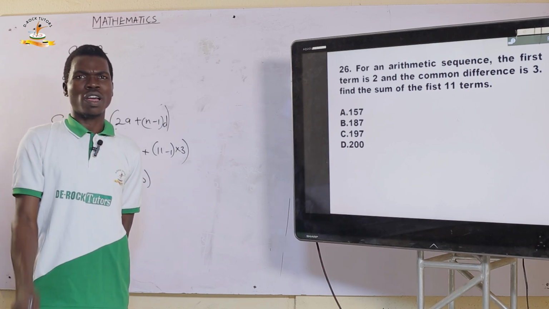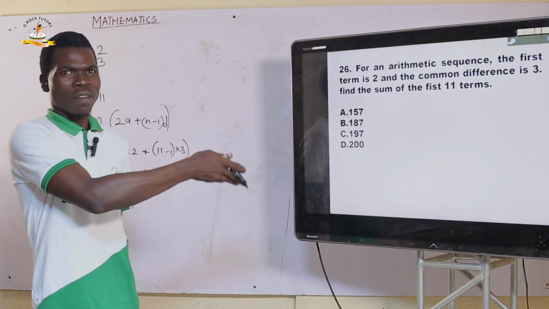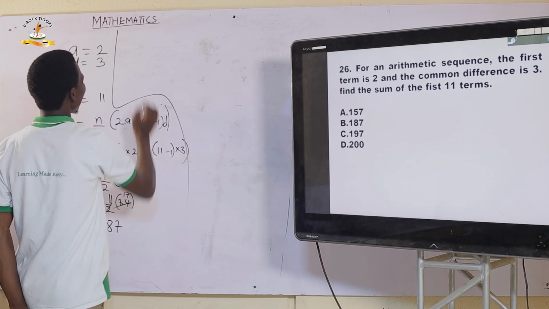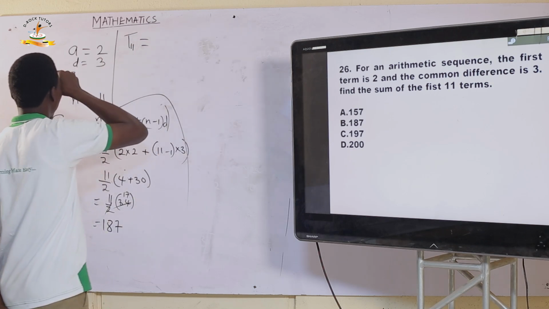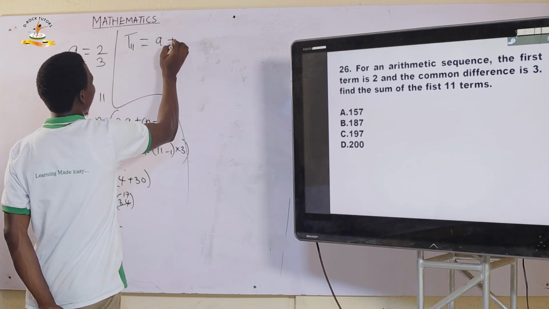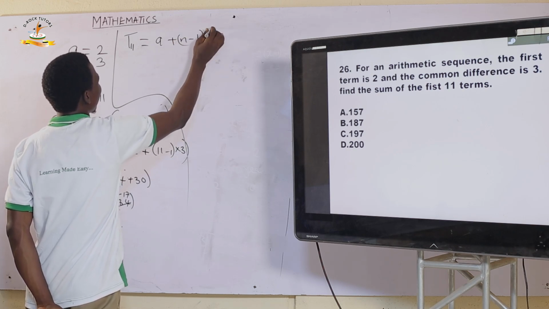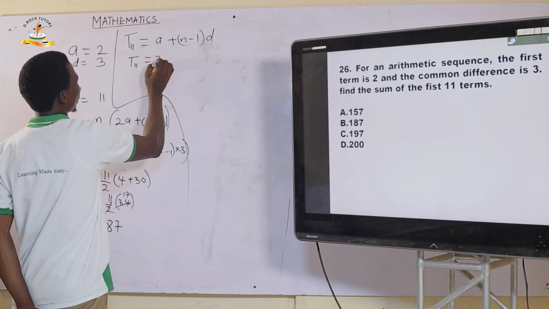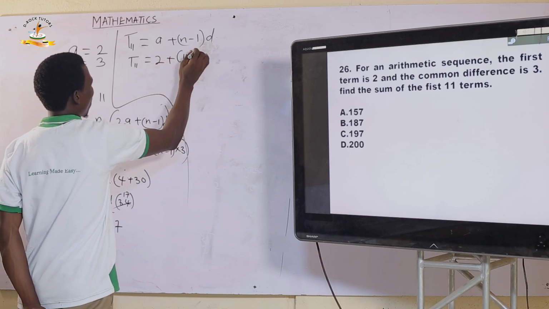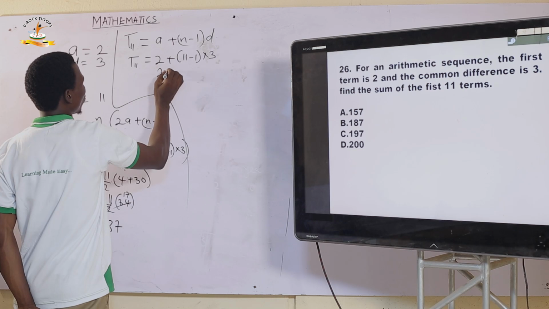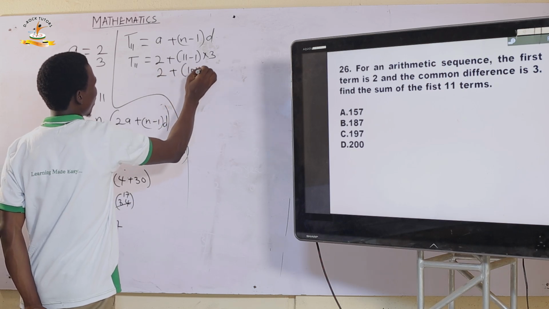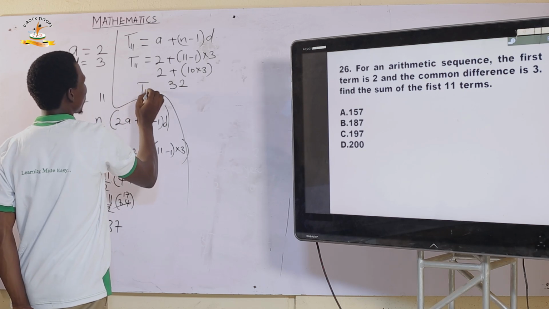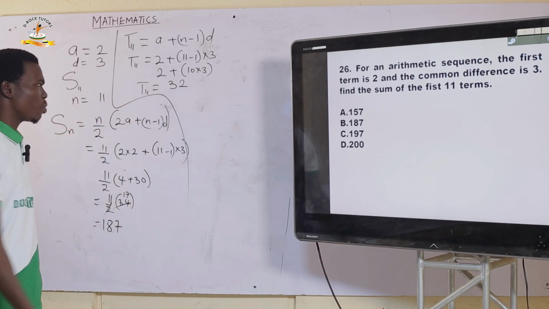However, you can go the other way. Which other way? Let's find the 11th term and we use the other formula. So the 11th term, T11, which you know you can have as a plus n minus 1 multiplied by d, and in this case T11 is going to be a, which is 2, plus 11 minus 1 multiplied by 3, and this is 2 plus 10 times 3, and this is 32. So my 11th term is 32.